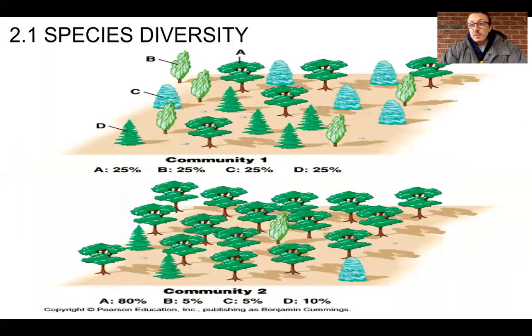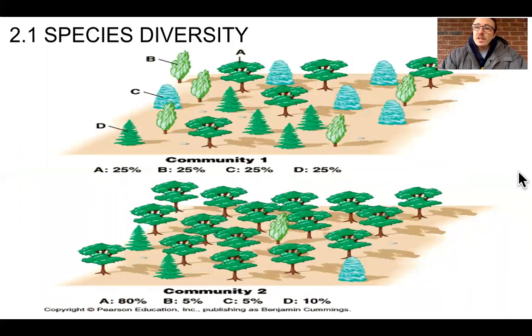Species diversity would be simply like species richness, right? So how many species are present? Here we've got two examples: community number 1 and community number 2. I've got the species labeled. This dark green deciduous-looking tree is A, B, C, and D, okay? And you can see them present in community 2 as well.